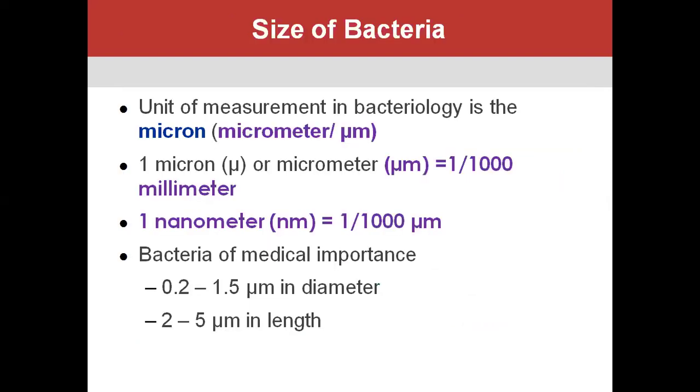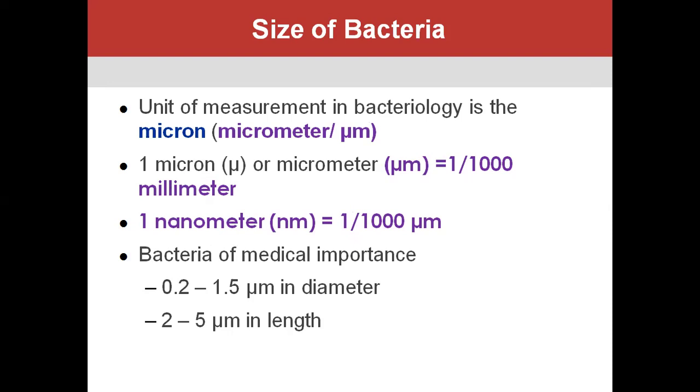Next, size of bacteria. Here the bacterial size is measured in micron or micrometer. So what is 1 micron or 1 micrometer? 1 micrometer is equal to 1 by thousand of a millimeter. And viral size is measured in nanometers. What is 1 nanometer? That is 1 by thousand of a micrometer. Nanometer is smaller than the micrometer, which means viruses are smaller than bacteria.